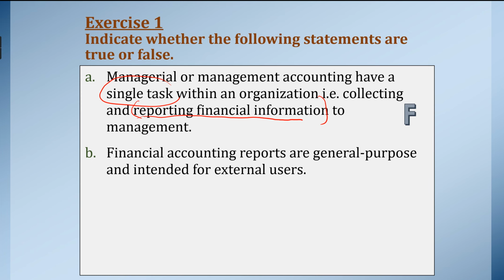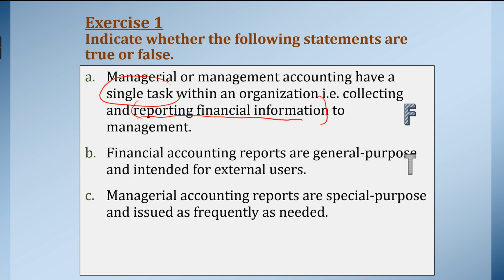Okay, alright, we look at B. Financial accounting reports are general purpose and intended for external users. Okay, FA, yes, right? It's for external users. Okay, and then we go to C. Managerial accounting reports are special purpose and issued as frequently as needed. Betul ke salah? Yes, this is correct. Because managerial ni, when you are preparing the report, you are actually trying to fulfill the needs required by the management level, okay, before they do any decision making. So kita buat sesuatu report tu berdasarkan perkara-perkara tertentu.